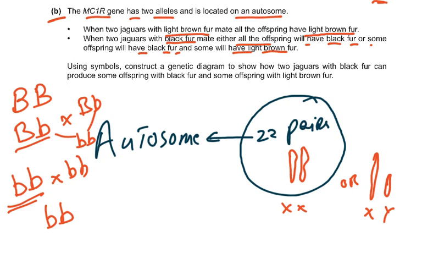So this is how you figure out the genetics questions. If it says this into this, always this, like it said in this question, light brown, always light brown. So that means light brown is recessive.